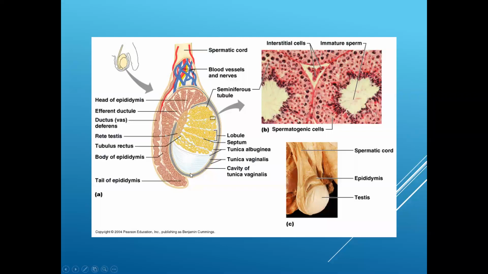This just shows a sagittal section through the testes, and we'll get back into all these little parts and what they do shortly. Just a reminder that the structures within the testes that do the meiosis are the seminiferous tubules. So these cells out here, the ones with big nuclei, are the spermatogonia. They're dividing, so they're going through meiosis, and you can see their nuclei really well.